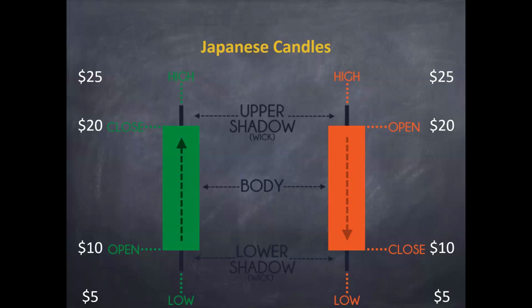This stock opened today at 9:30 when the market opened at $10. An hour later, because we're looking at a 1 hour chart, at 10:30 it was down to $5. An hour later, by 11:30, it was up to $25. An hour later, by 12:30, by lunchtime, it was $20. That's how it would read on a 1 hour chart, essentially.